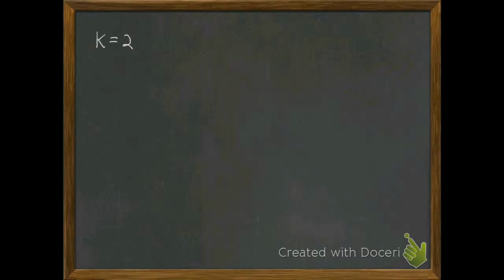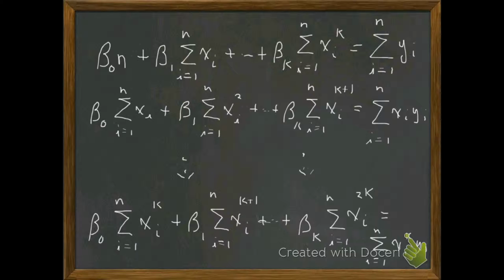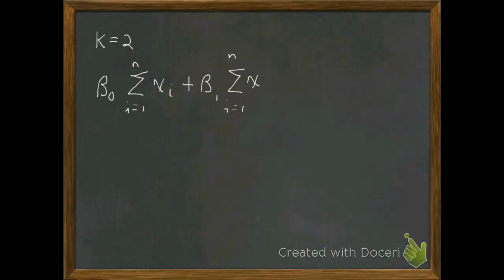we would have beta 0 times the sum, i from 1 to n of our x sub i's, plus beta 1, sum i equal 1 to n. Oh, wait a minute. Getting off here, haven't I? Scratch this.